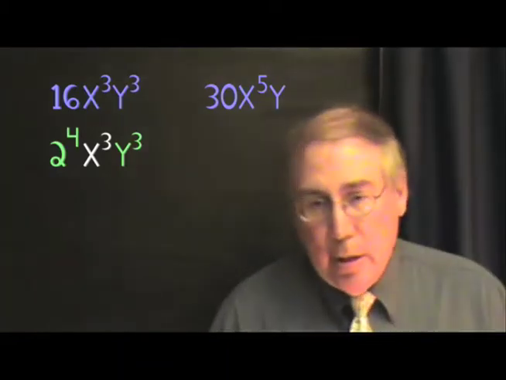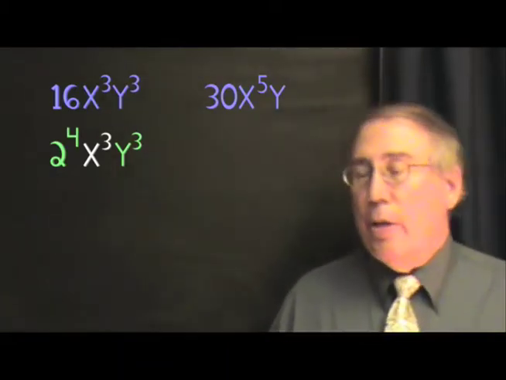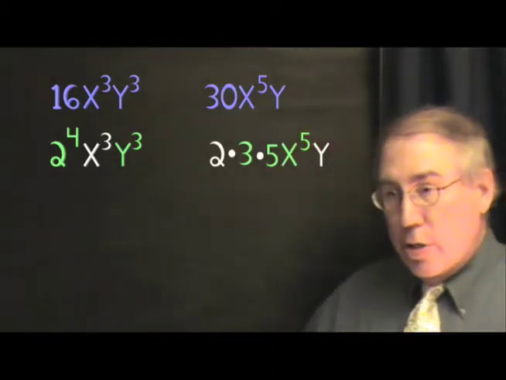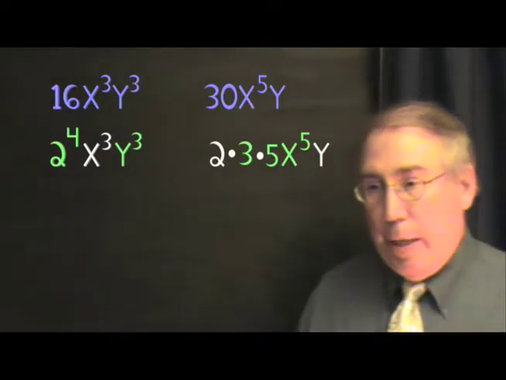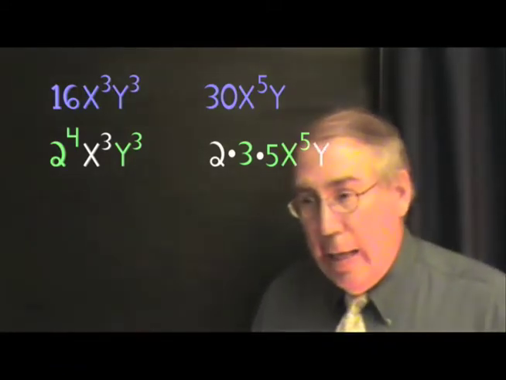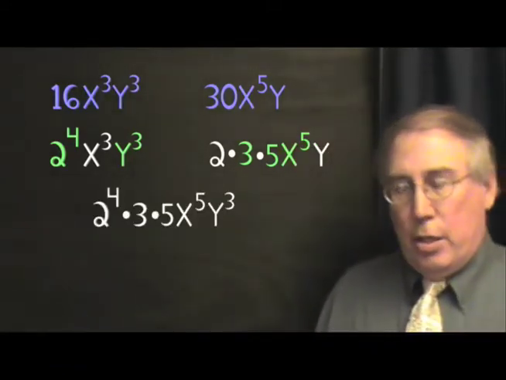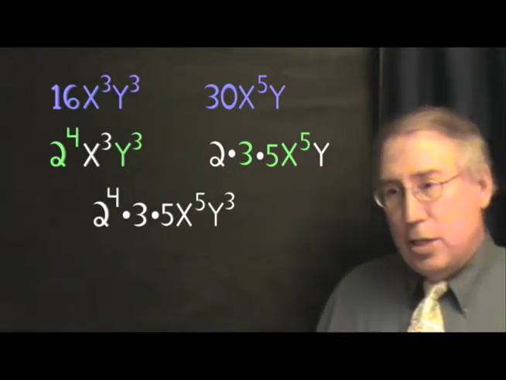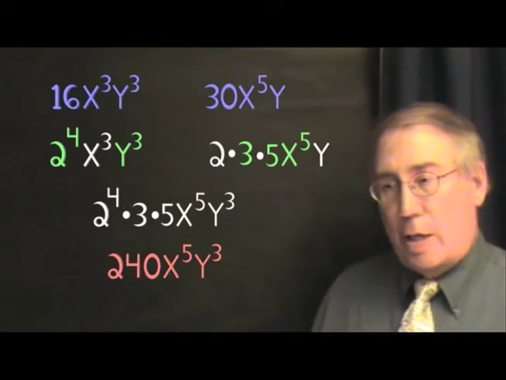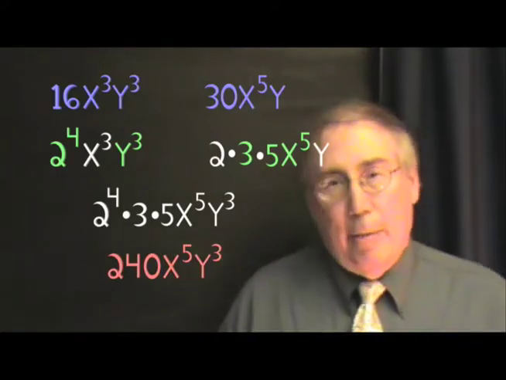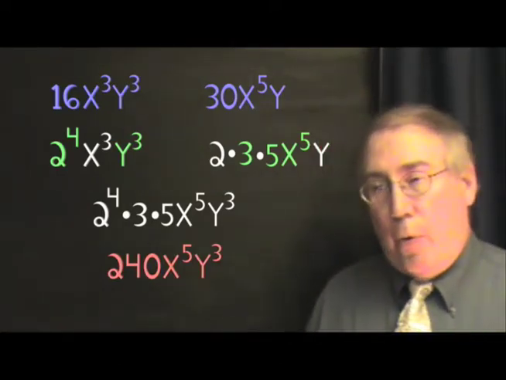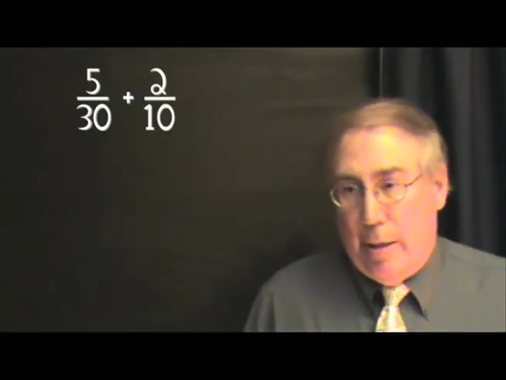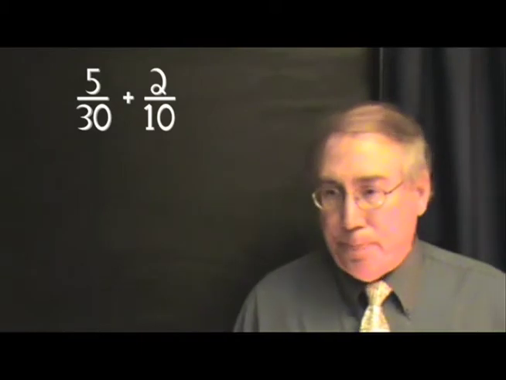Next example. What's the simplest polynomial that contains the factors of each of these polynomials? Let's do the factoring here, and we can pick out a 3 and a 5, and pick out the 2 to the 4th because it's the larger one, and then there's x to the 5th that has a larger exponent, and a y cubed. Multiply those together, you get 240 times x to the 5th y cubed as your least common multiple.